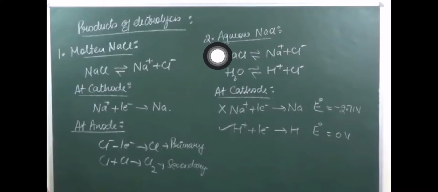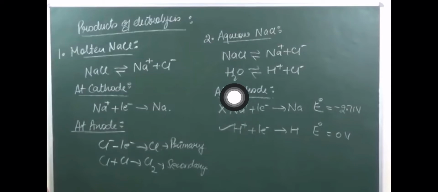Now if we are taking aqueous NaCl as the electrolyte solution, then what will happen? Again dissociation of NaCl will take place into Na+ ion and Cl- ion. Now as it is an aqueous solution, water will also be dissociated into H+ and OH- ions, which will be present over here. Okay, so what will happen?